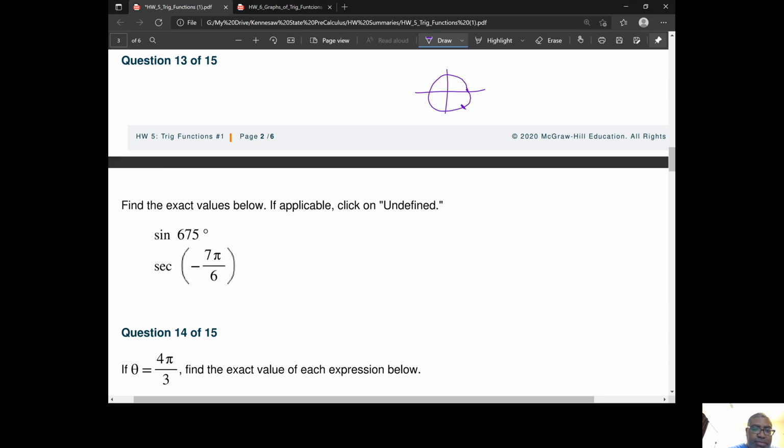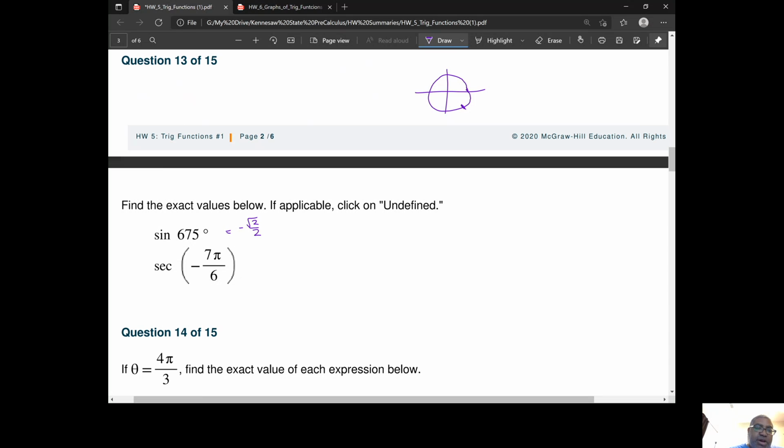Okay, but let's be thorough. 315, and 360 minus 315 is 45 degrees. So our reference angle is 45 degrees, but we're down here. That means that the sine is negative root 2 over 2. Knowing where you're located helps.